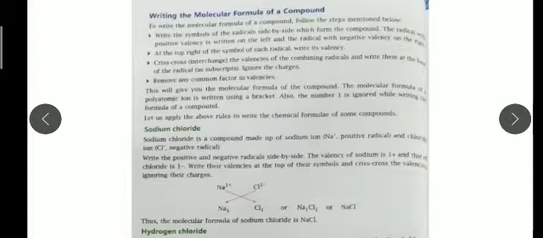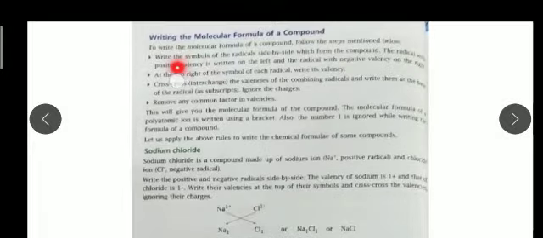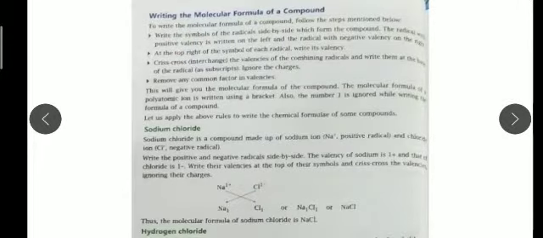First one is you should know the symbol. You should know the symbols of elements, especially 1 to 20 for class 8. Then at the top right side, you should write the valency. Second step, you should write the valency. So here you can see valency is written on the right side.